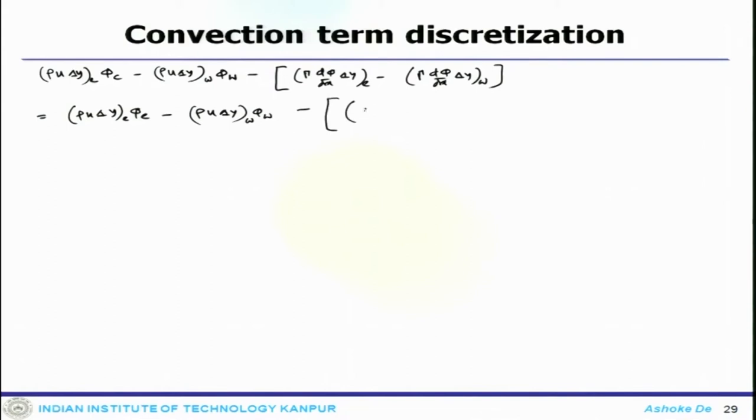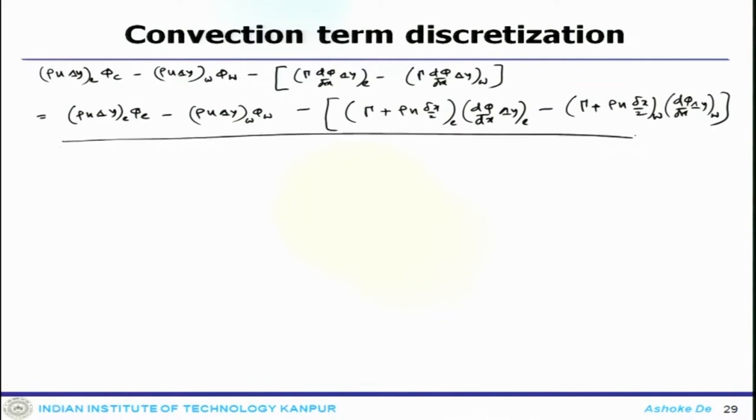minus gamma plus rho u del x by 2 at east face d phi by d x delta y at east face minus gamma plus rho u del x by 2 at west face d phi by d x delta y w. Now, it is very clear that this is the discretized equation that is now being solved.